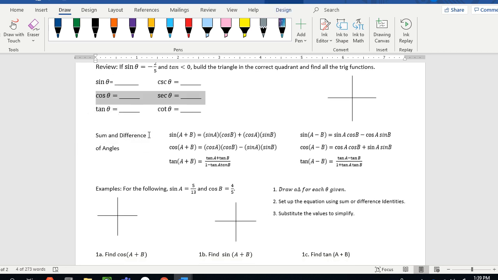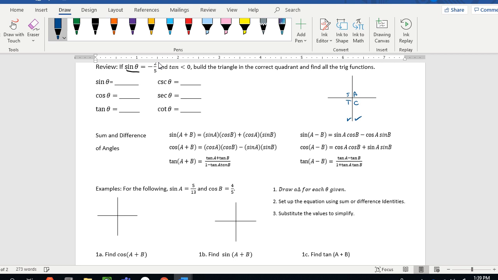So I want you to see that all these sum and difference equations down here are exactly the same sum and difference that we've been working with the unit circle. But before I get started on that, I want to go back to this. If you have sine theta equal to negative 2/5, then that means sine is negative in these two quadrants. Remember, all stairs take caution.